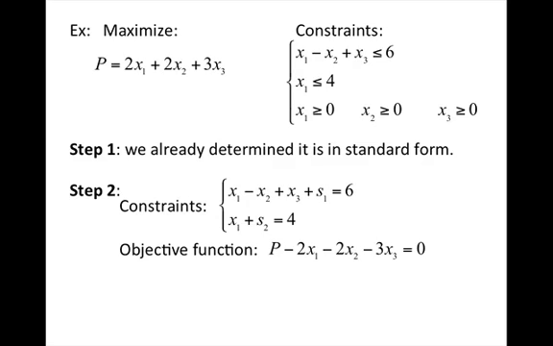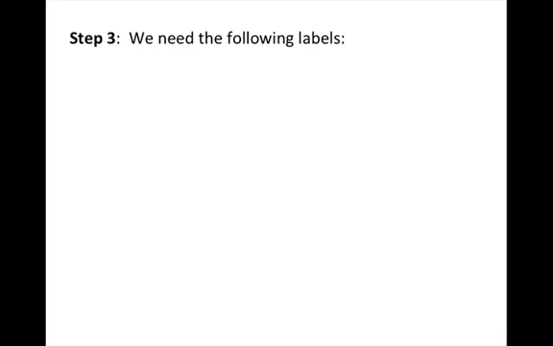So when I'm determining which labels I need, look back at your equations. I always begin with a basic variable, and there will always be a p from the objective function. Then I had 3 x's, I had 2 slack variables, and I always end with my right-hand side.